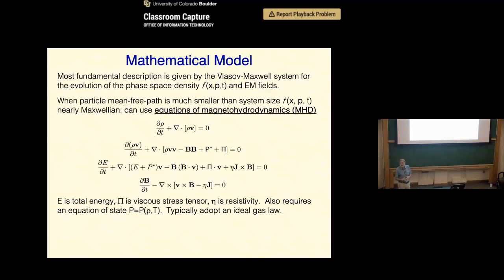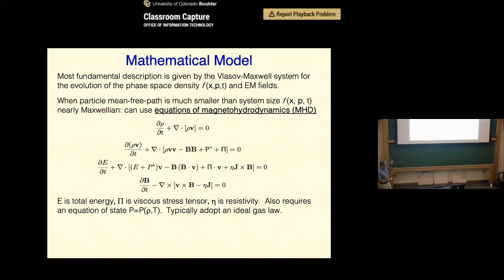Fortunately, if the mean free path for collisions is small compared to the system size, and it doesn't have to be Coulomb collisions, it could even just be collisions with waves or fluctuations in the media, anything that isotropizes the distribution function, then you can treat the plasma more like a fluid and take moments of it and get the standard, or hopefully familiar, equations of MHD, magnetohydrodynamics.